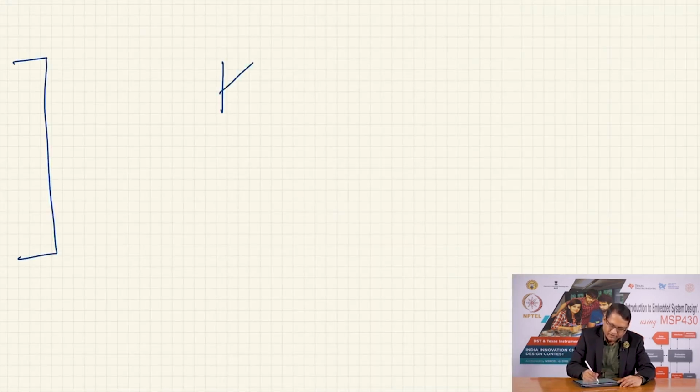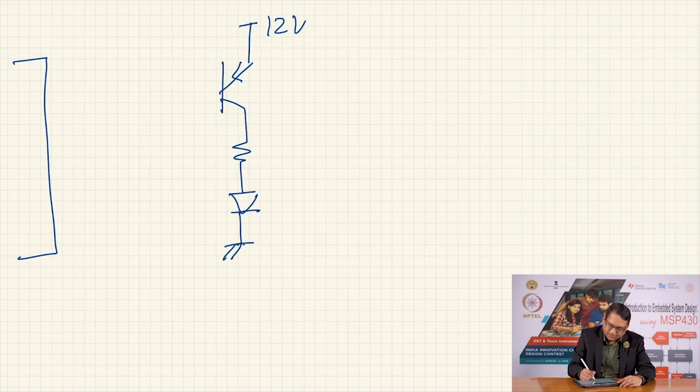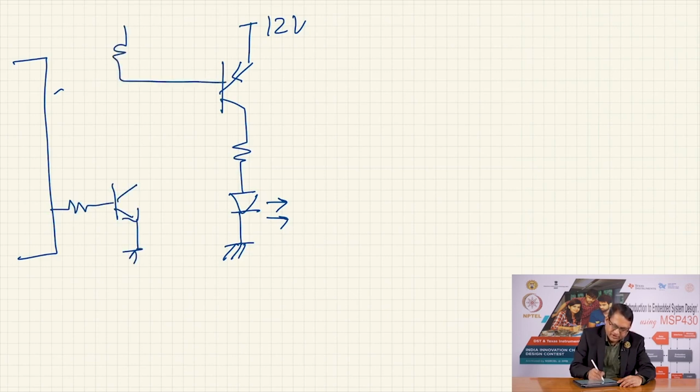Now, we have a PNP transistor where the VCC is 12 volts. Here is our load through the resistor and LED, and we have now a resistor driving an NPN transistor, and at the base of the PNP transistor we have created a voltage divider. This is connected to 12 volts. This has a supply voltage of 3.6 volts.